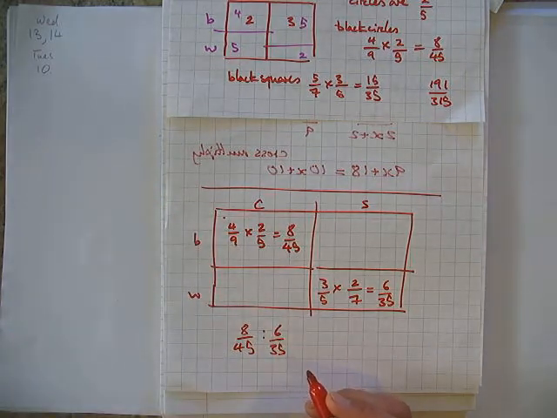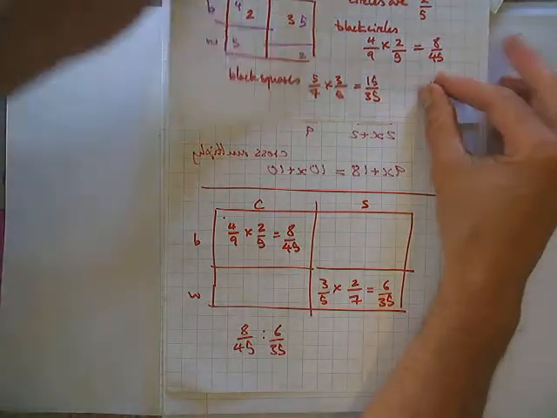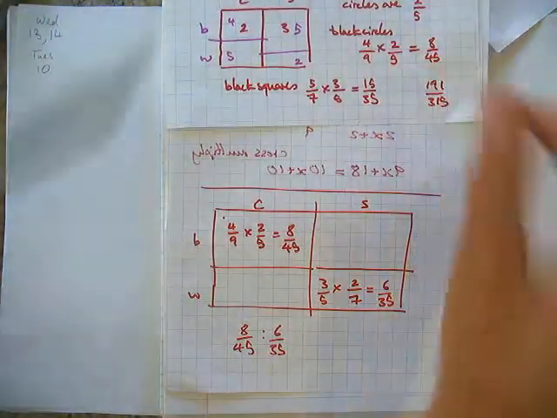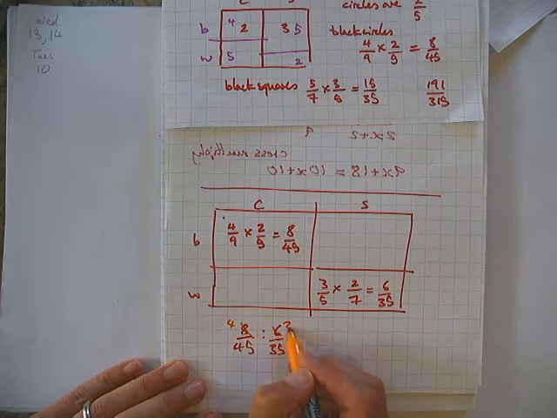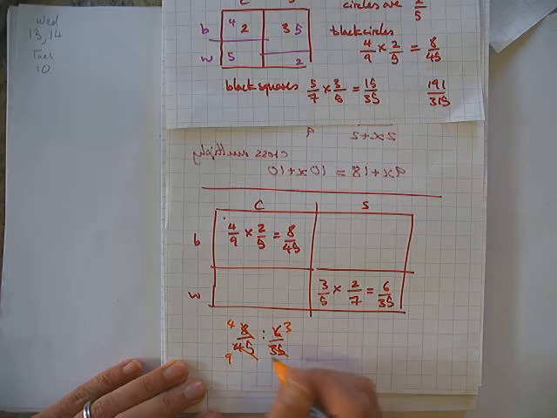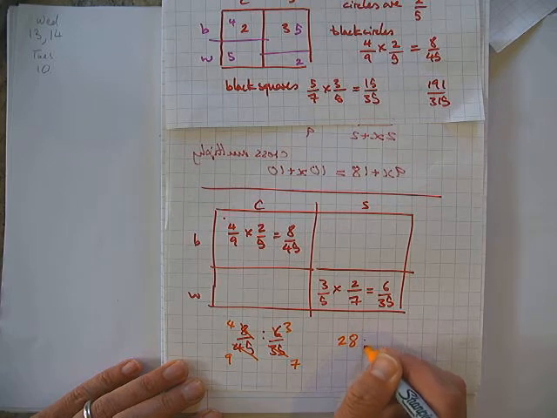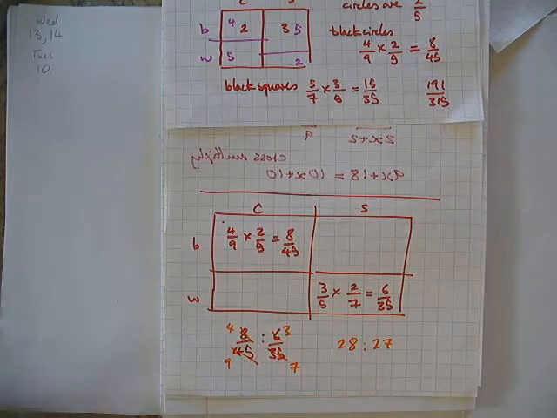That's fine as an answer. If we wanted it simplified, you can cancel the same way as normal. I'm just going to try and get a different colour pen. So I'm going to cancel 2's, 4 and 3. I'm going to cancel 5's, 9 and 7. And now I'm going to cross multiply. 28 to 27 would be the answer to that one.